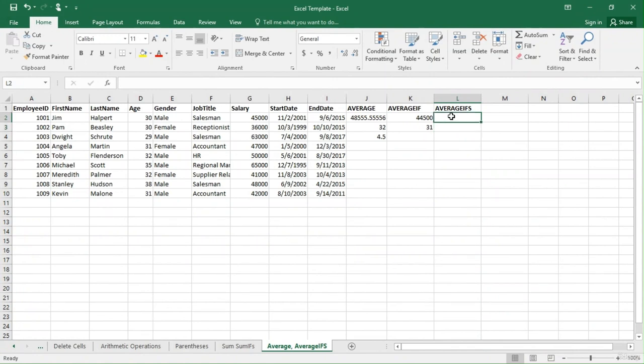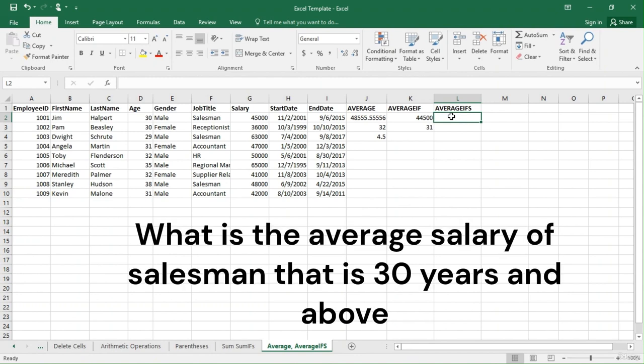Let's try to get the average salary of salesmen that are 30 years and above. Try to understand the question. First, we are trying to get the average salary. The first criteria is the job title, which is the salesman, and the second criteria is the age. We're trying to get the average salary of salesmen that are 30 years and above.